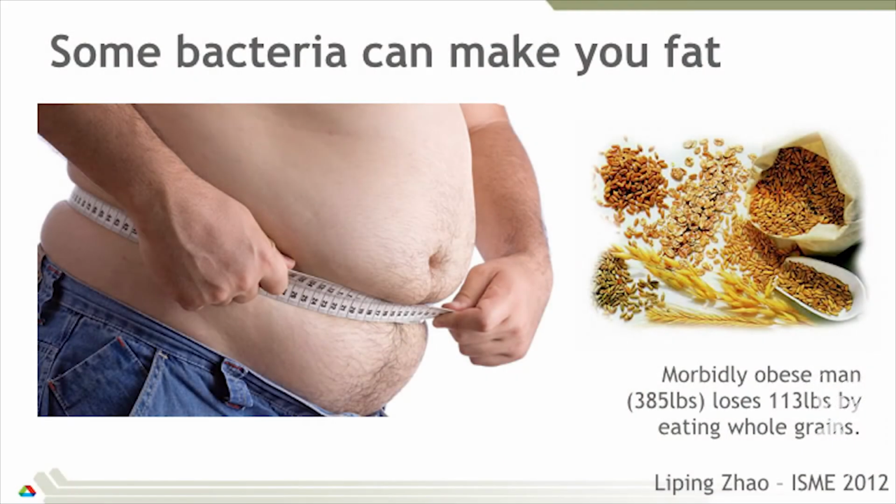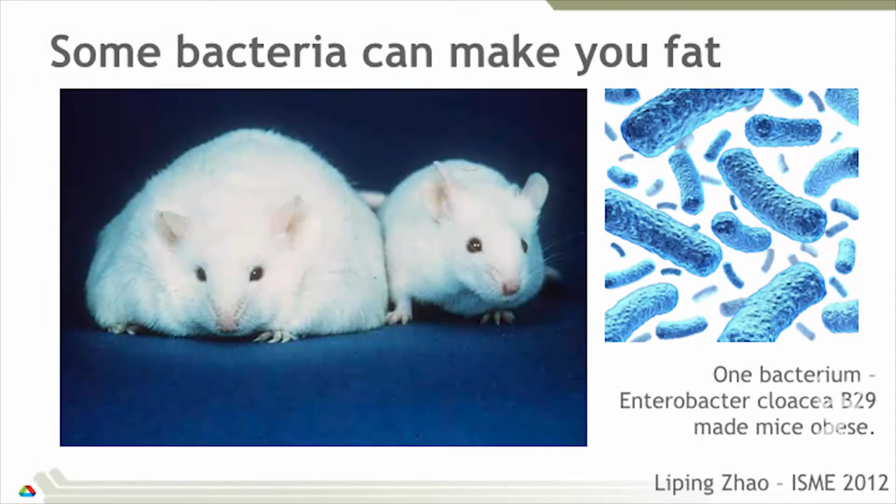We know that microbes can make you fat. Everyone knows that. One of my colleagues, Liping Zhao, who was a very morbidly obese guy, was 385 pounds. He lost a lot of weight, around 113 pounds, in about 9 months, just by eating a traditional Chinese whole grain diet. And he found one bacterium, Enterobacter cloacae B29, that was really abundant at the beginning and absent at the end. And he put it into a mouse, and the mouse got fat, right? So we know that you've got that one organism which can make a mouse fat.